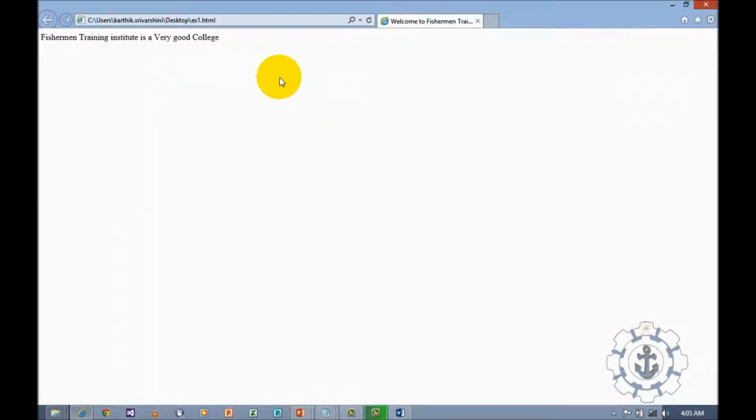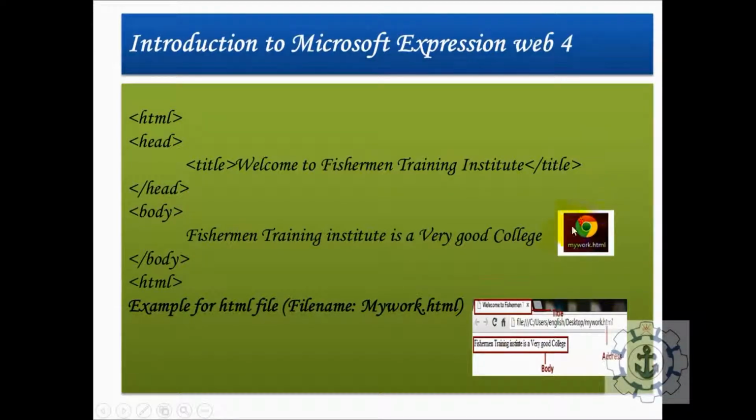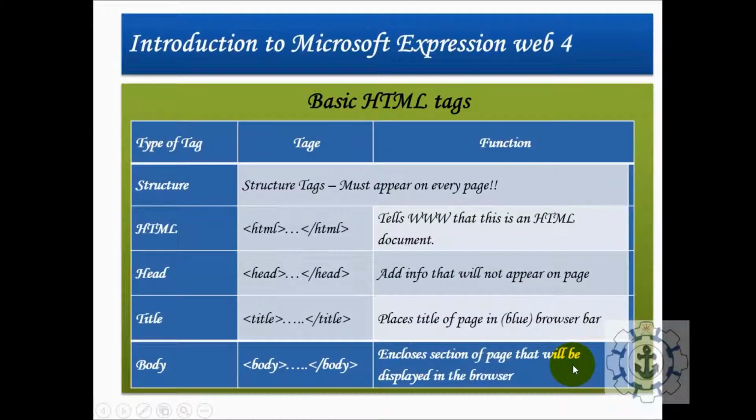This is your web page where you can see welcome to Fisherman Training Institute in the title, and this is the content: Fisherman Training Institute is a very good college. So this is how you use it. Where you saved it, here you can see this symbol. It means that this can be opened with any browser, web browser. So this is called the title, and this is called the address or URL, and this one is called the content or body.